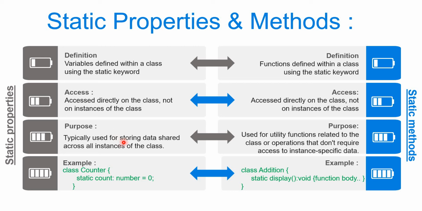And the third point is, what is the purpose of static properties? Static properties are typically used for storing data shared across all instances of the class, whereas static methods are used for utility functions related to the class, or operations that don't require access to instance specific data. For an example, we have already seen the example of static variables and methods. Static variables and methods can be defined with the static keyword.